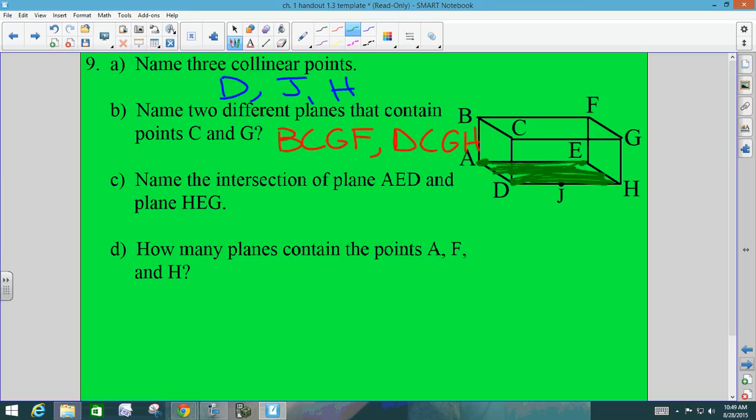All right, Ben. How about HEG? What side of the box is that one? That would be the right side. Mason, where does the bottom and the right side meet? Good, line EH. Two planes, if they intersect, will intersect on a line. So line EH, or HE, it's the same line.